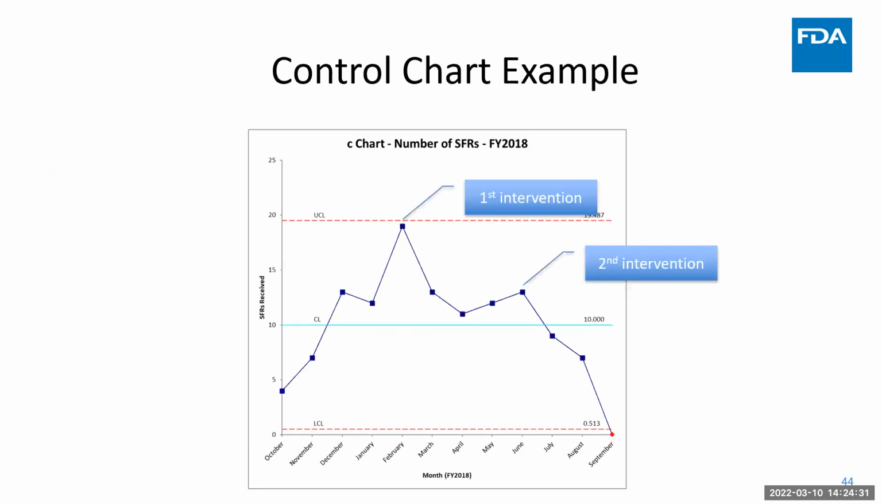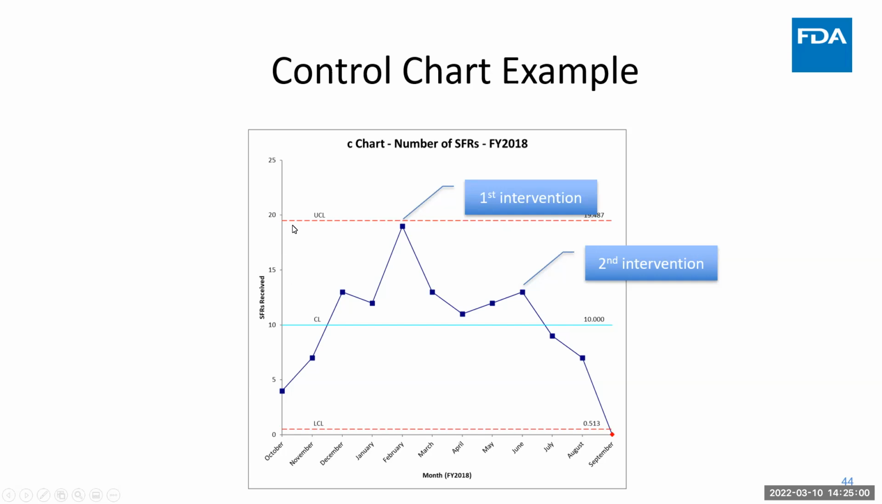Next slide. Here's an example of a C chart. And again, this is derived from the same data set that was used for the frequency distribution, the histogram, and the Pareto chart. It was used to track the number of sample feedback reports received over the course of the fiscal year. The center line represents the historical average. The control limits are set by the sample standard deviation and the constant.